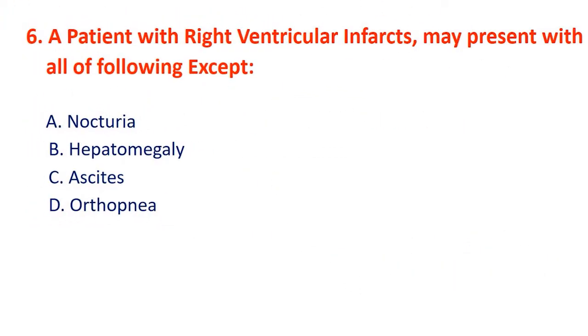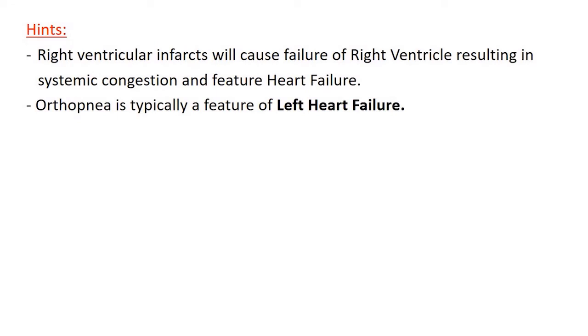Number 6. A patient with right ventricular infarction may present with all of the following except: nocturia, hepatomegaly, ascites, orthopnea. And the correct answer is orthopnea. Here are the hints. Right ventricular infarct will cause failure of the right ventricle resulting in systemic congestion and features of heart failure. Orthopnea is typically a feature of left heart failure, not right heart failure.